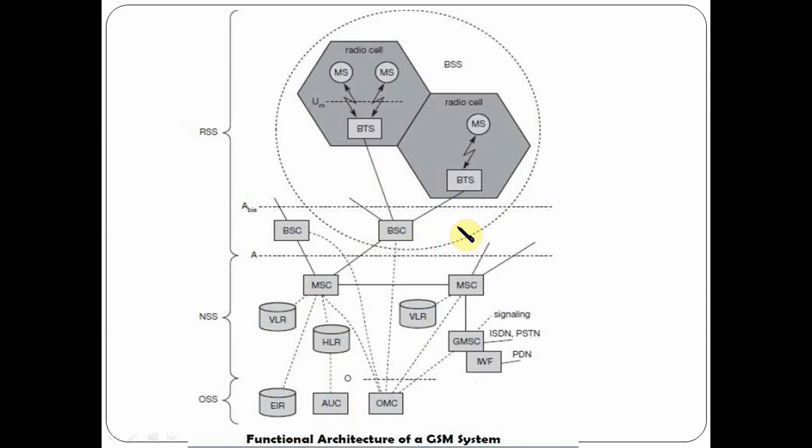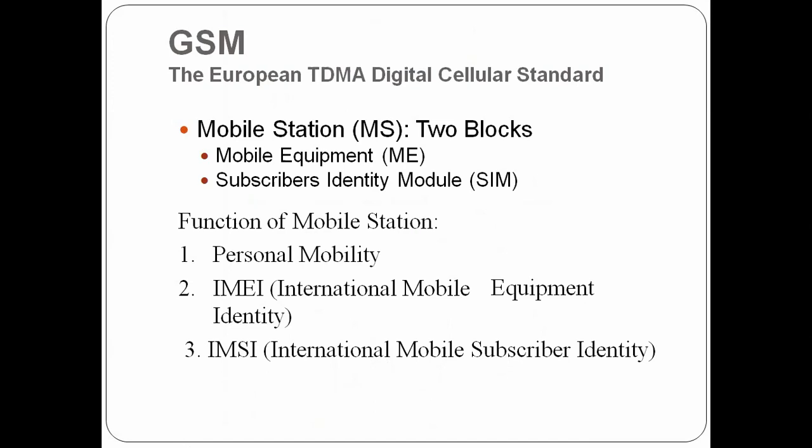As per the different areas, it works and different some locations as per the HLR and VLR. This is the given details. Some mobile station MS, there are two blocks. That is the mobile equipment and SIM subscriber ID. But what is the basic function of mobile station? It is having personal mobility, that is the IMEI number, and IMSI identity, that is the subscriber identity. That is the main basic function under the mobile station.